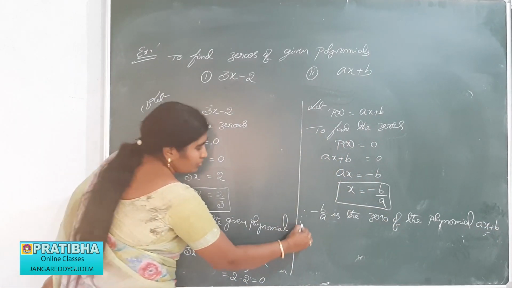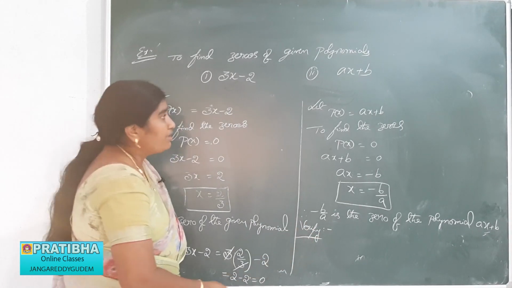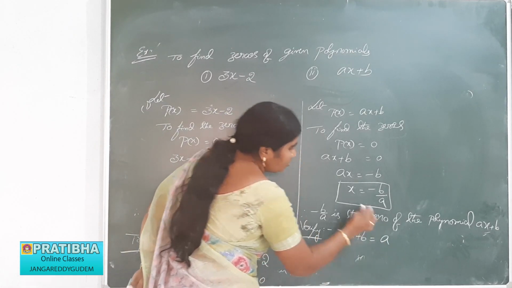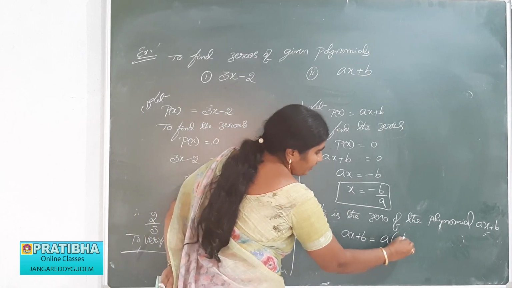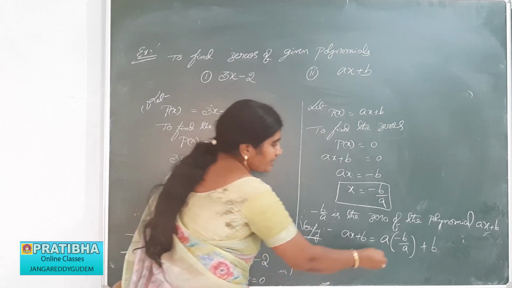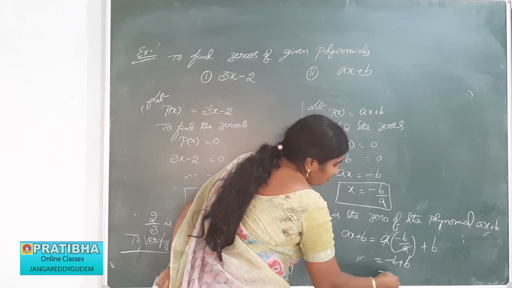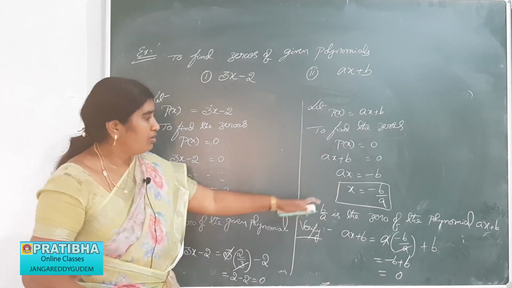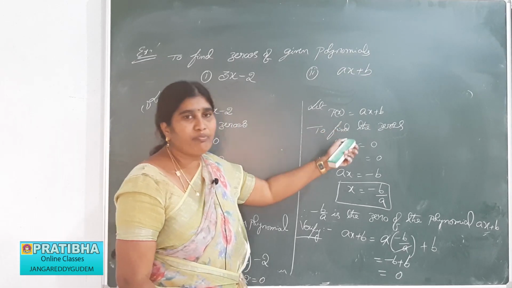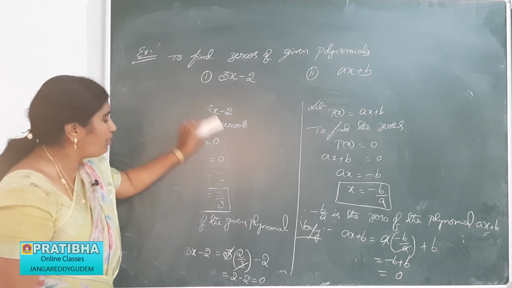To verify, ax plus b equal to a into, here x value is minus b by a, plus b. A cancel, minus b plus b, that equal to 0. Therefore, minus b by a is the zero of ax plus b, zero of the polynomial or root of the polynomial.